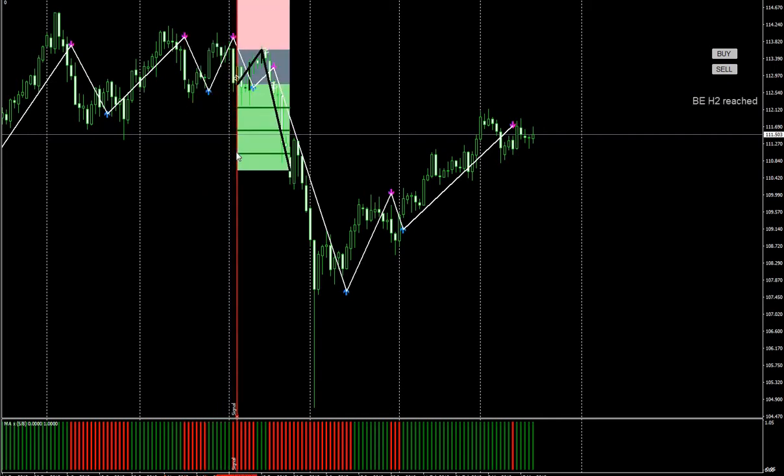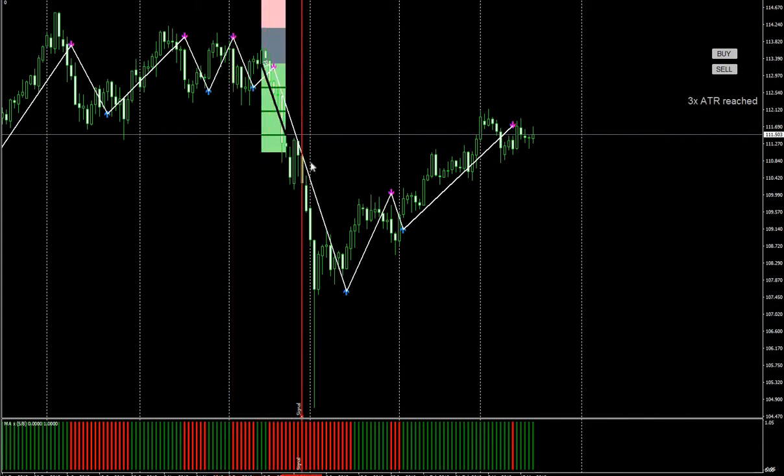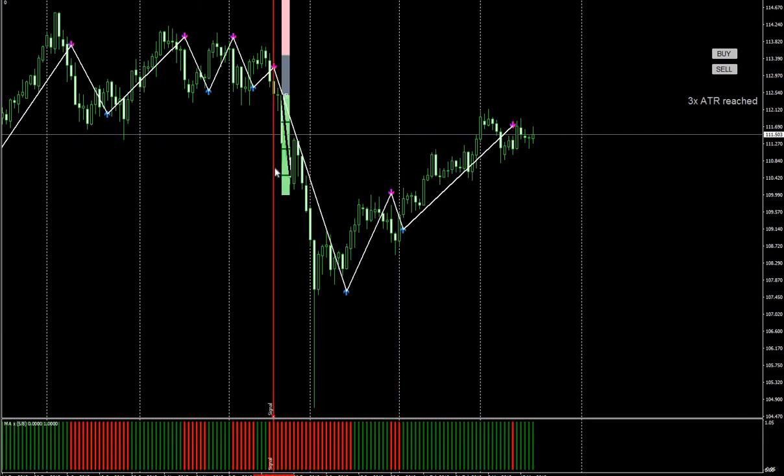Moving around to the next one. Here again, H2, break even trade. And then across to here, we've reached 3 ATR. Now I didn't go any further than 3 ATR, but it's obvious that it could have run on a bit, but if you look at the retracement here, it probably would have closed out on a retracement to 2 ATR. So hopefully that gives you an idea of what's going on.